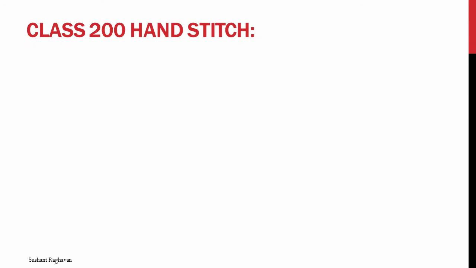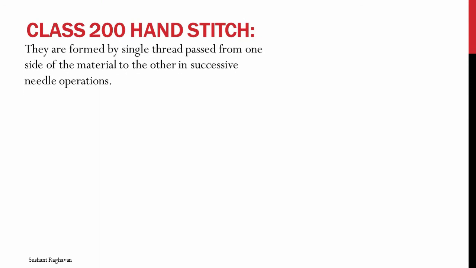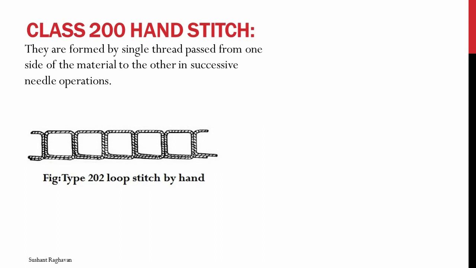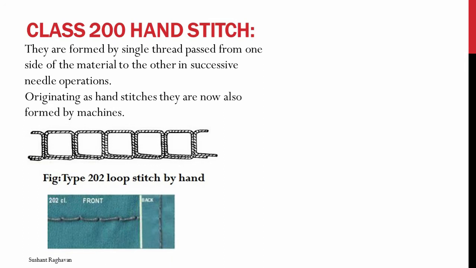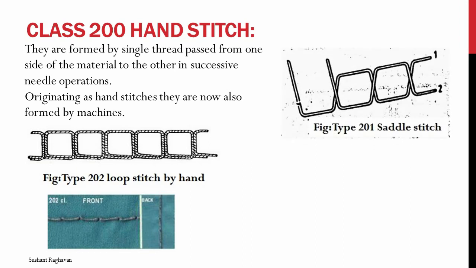Class 200 hand stitch. They are formed by a single thread passed from one side of the material to the other in successive needle operations. Figure type 202 loop stitch by hand. Originating as hand stitches, they are now also formed by machines. Figure type 201 saddle stitch.